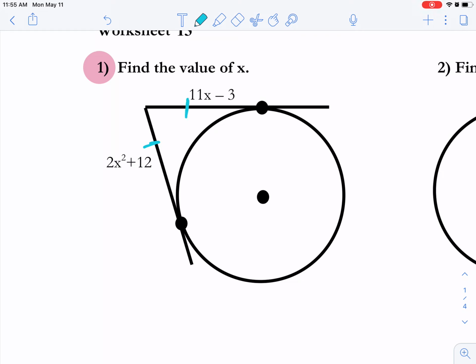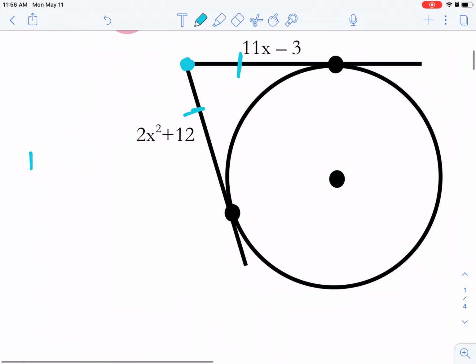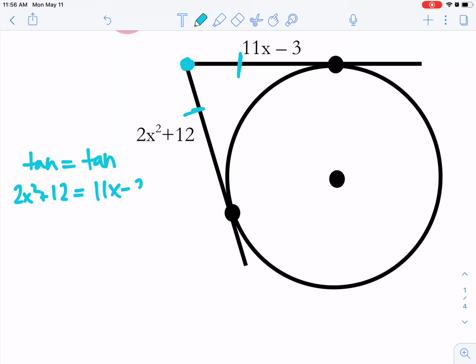These are two tangents, and when two tangents come from the same exterior point, those two tangents are congruent. So tangent is going to equal the other tangent. So we can say 2x squared plus 12 is equal to 11x minus 3. What you might see here in order to solve is that we're going to have to solve a quadratic. So this one's a little bit tricky. That's why I wanted to go over it with you guys.